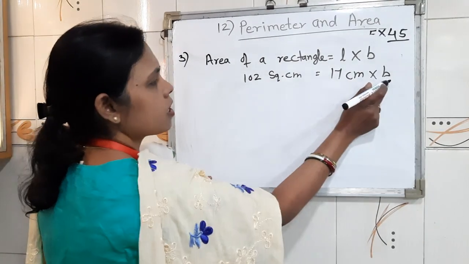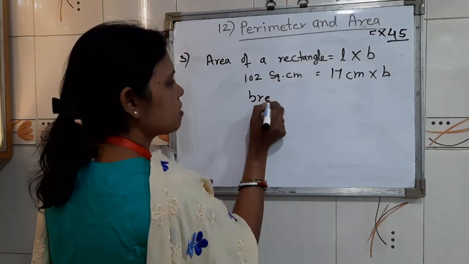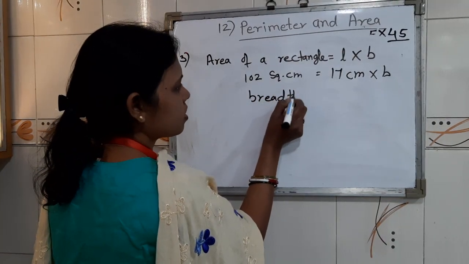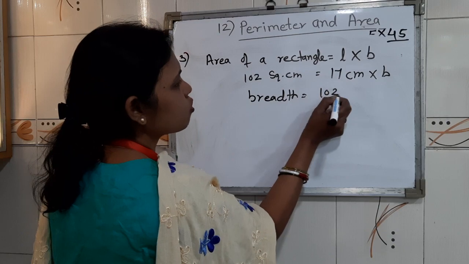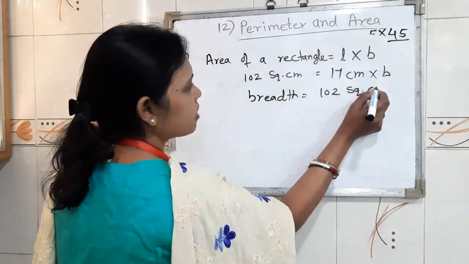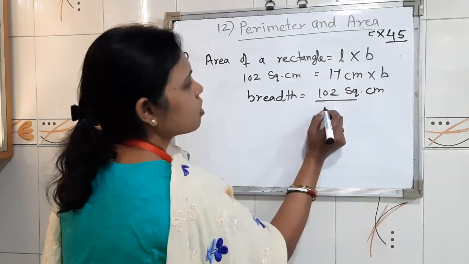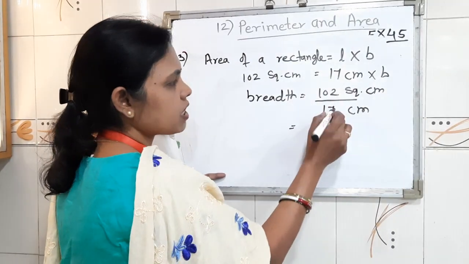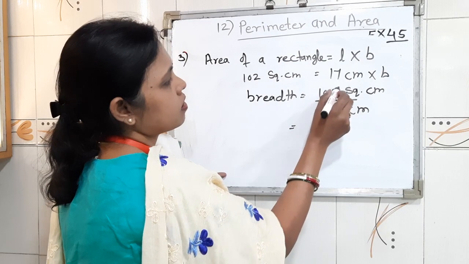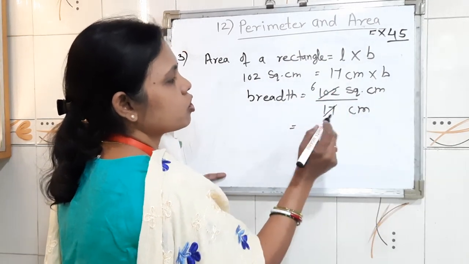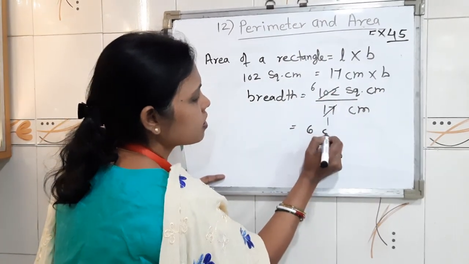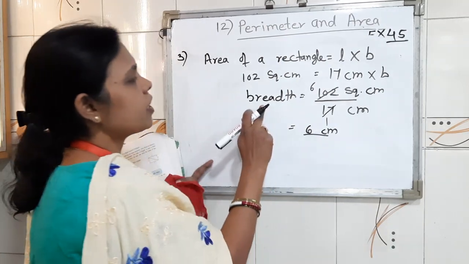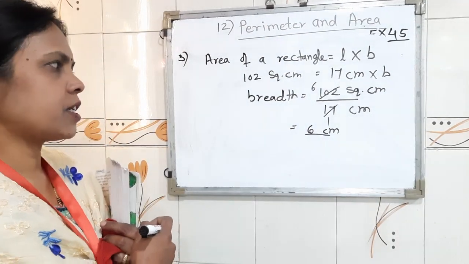So children, here breadth we will write as it is, equal to 102 square centimeter upon 17 centimeter. Here 17 ones are 17, 17 sixes are 102. Therefore 6 centimeter. Our breadth is 6 centimeter.